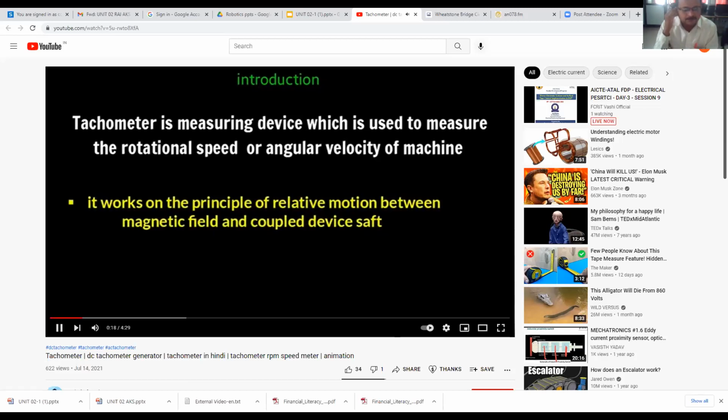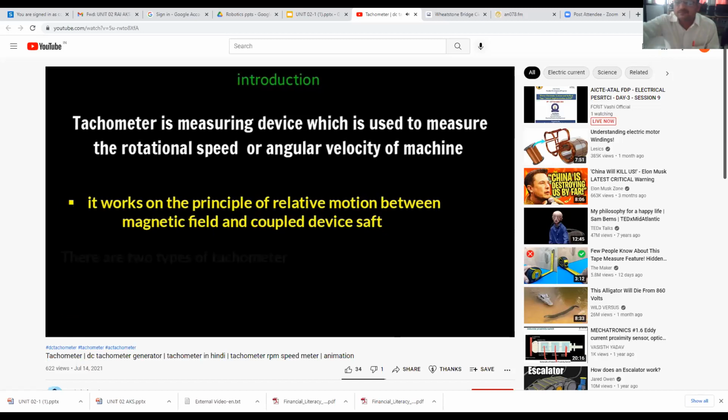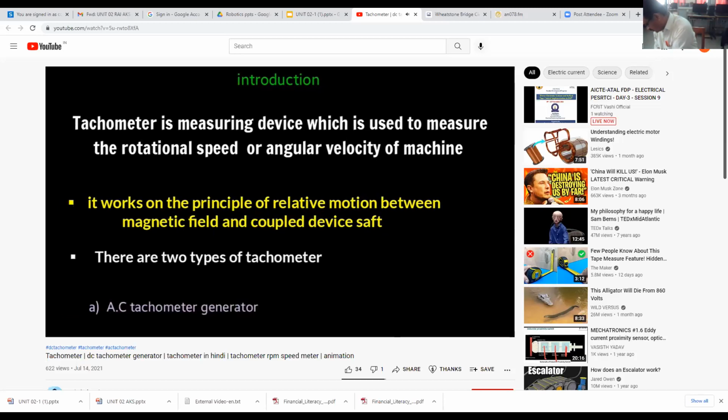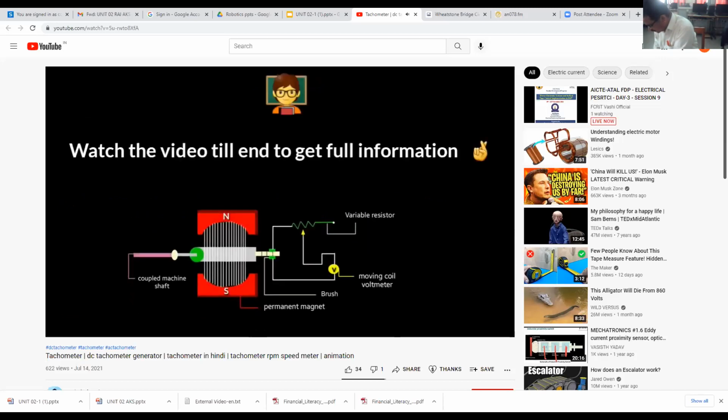It works on the principle of relative motion between the magnetic field and shaft of the coupled device. There are two types of tachometer: AC tachometer generator and DC tachometer generator. In this video, I will explain about the DC tachometer generator.